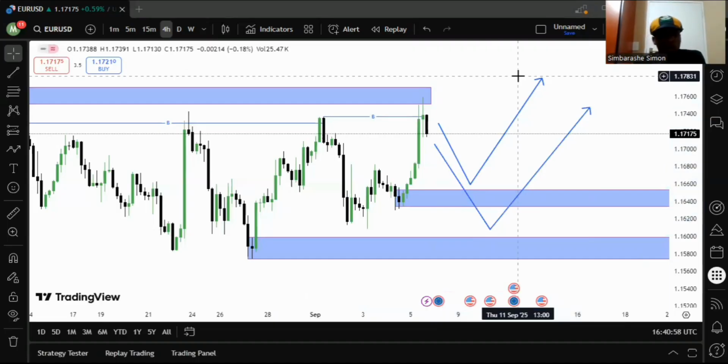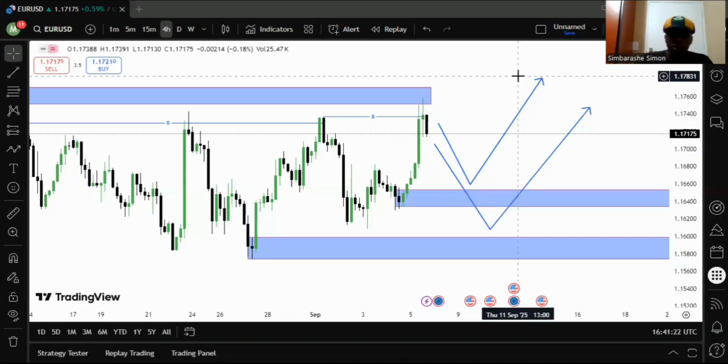Weekly, we are buying. On daily, we made a change of character, but no reaction at the supply where we have been tapping out multiple times. Basically, it's going to continue. On 4 hours, we are already bullish, but currently we're reacting on a supply zone. If that supply zone makes a change of character on 15 minutes, then boom, we go for the sales a little bit, then continue buying.